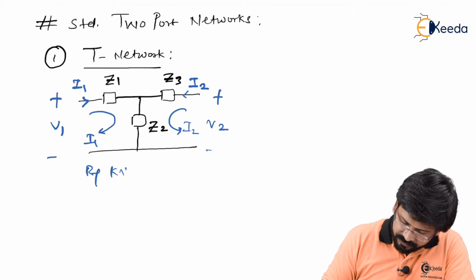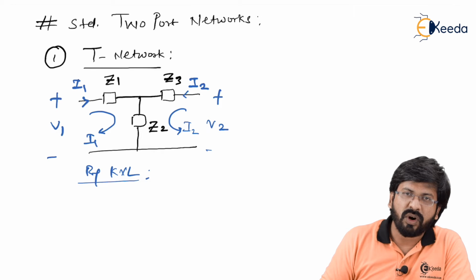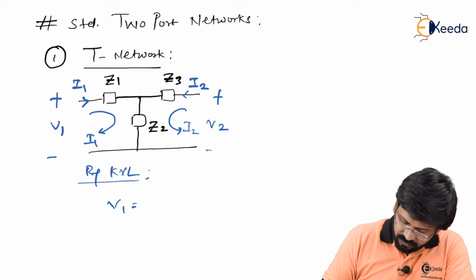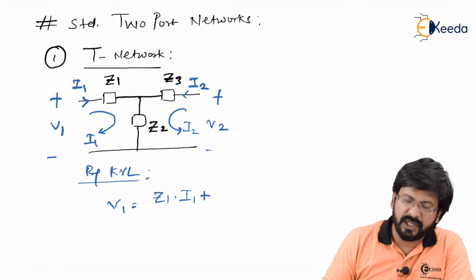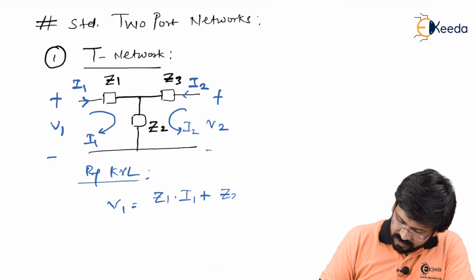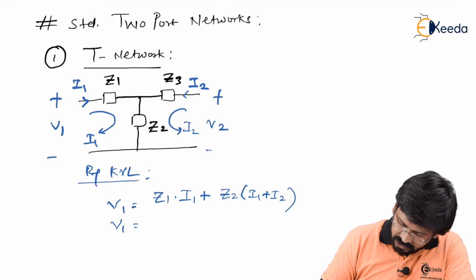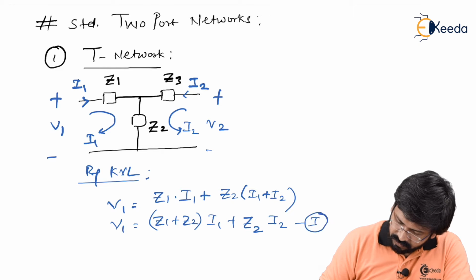So by KVL to loop number 1, we get the equation V1 equal to Z1 times I1 plus, through Z2, two currents are flowing, which is I1 and I2. So I can say Z2 into I1 plus I2. Or upon expanding, you will get Z1 plus Z2 times I1 plus Z2 times I2. So I'll say this is equation number 1.